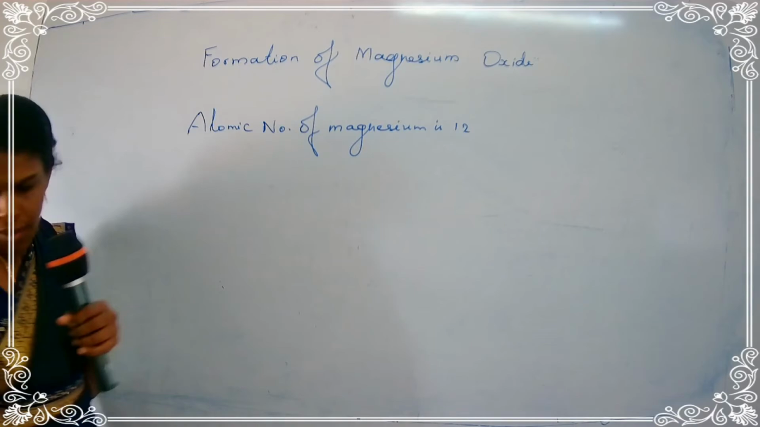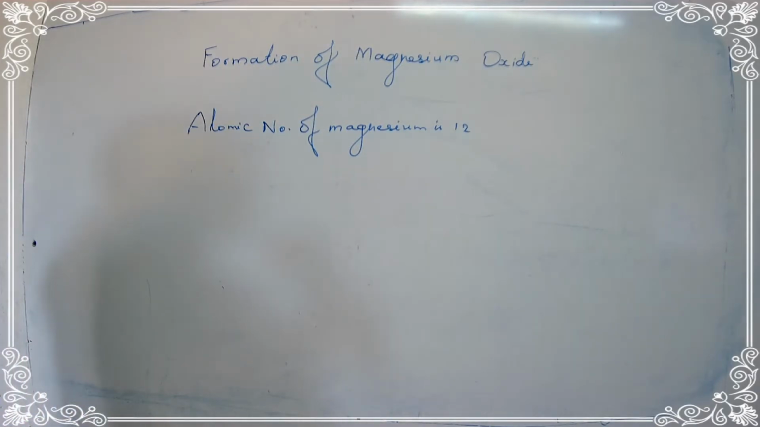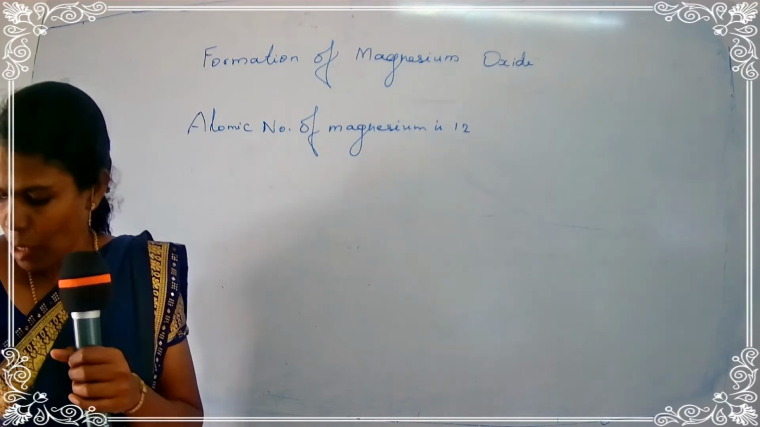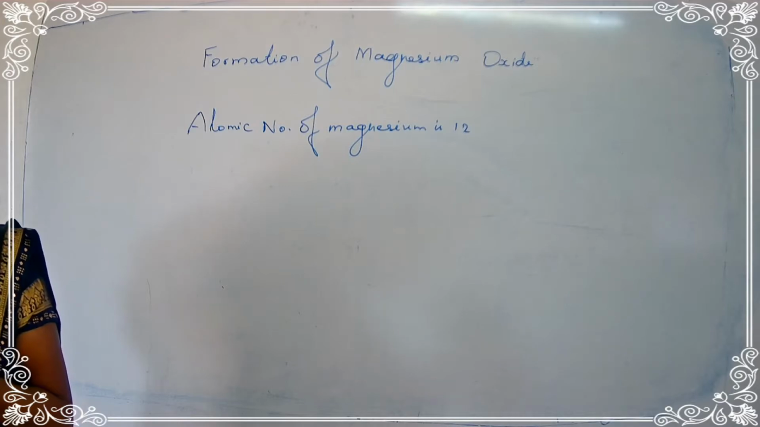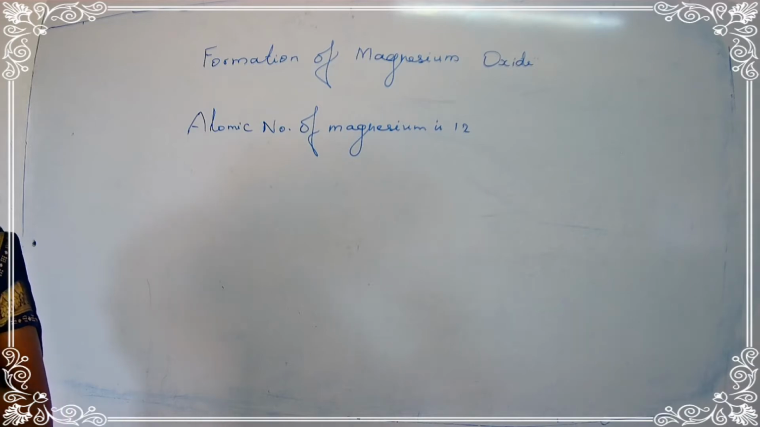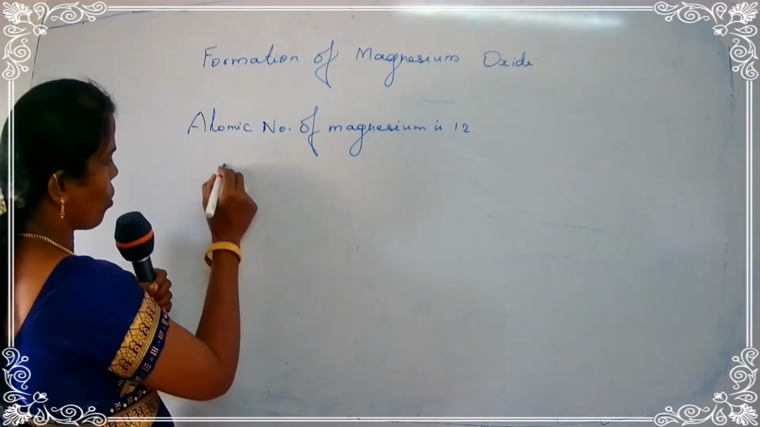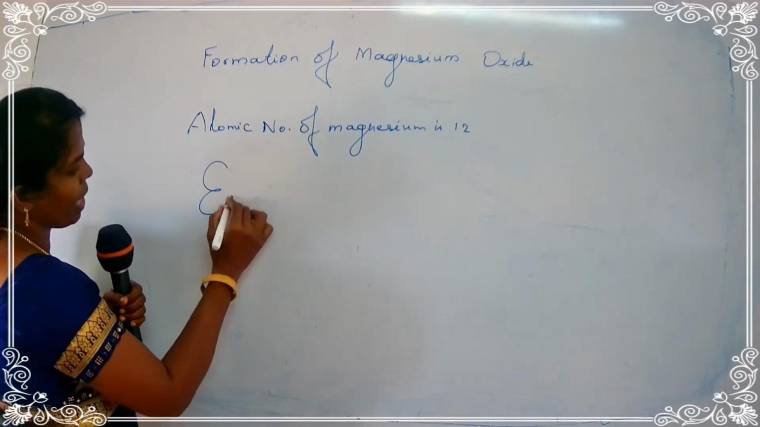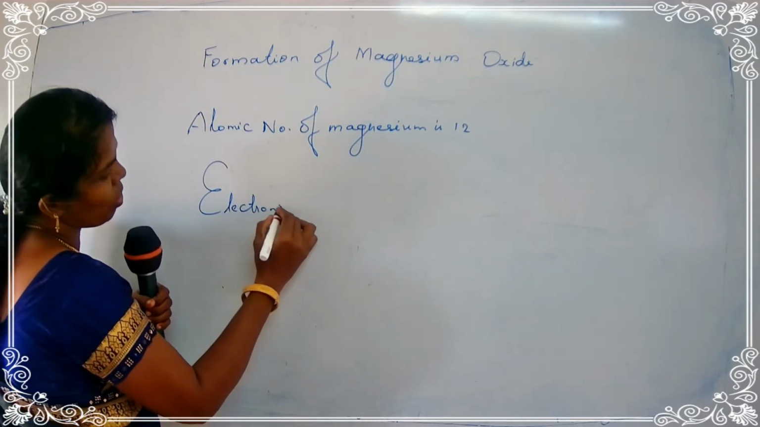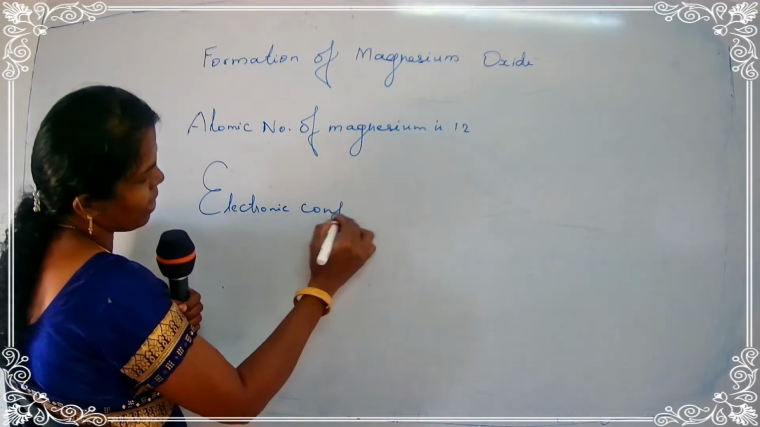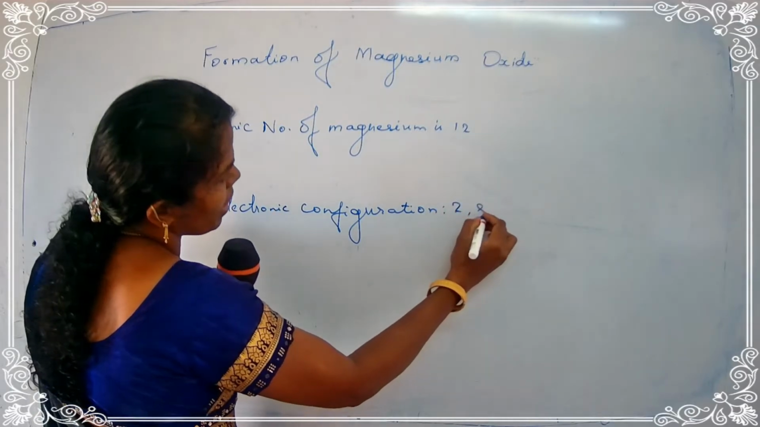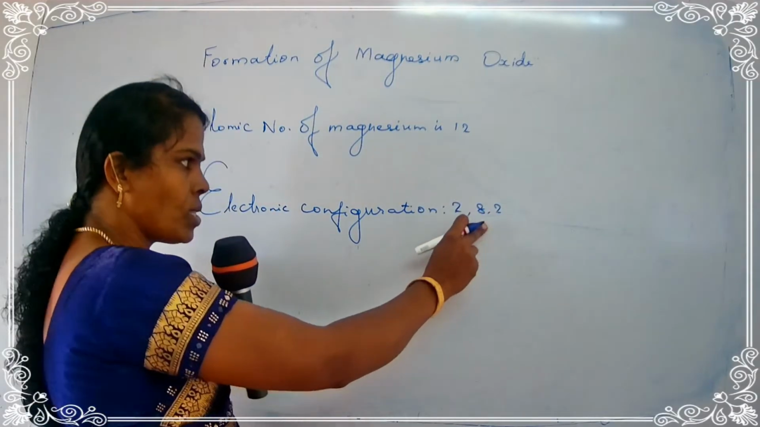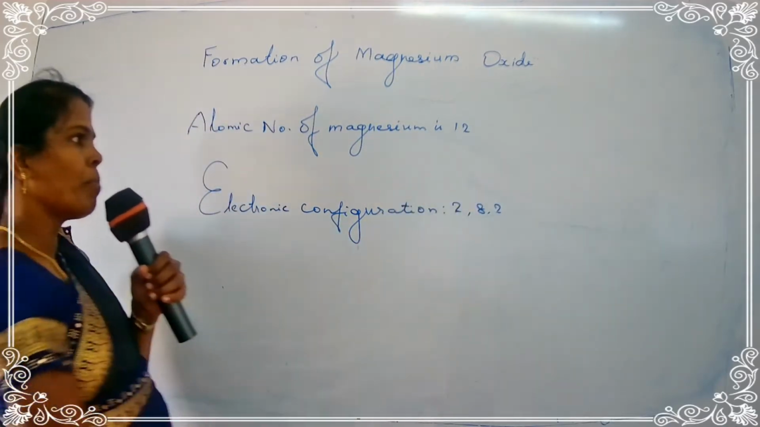Now, listen. Then we have to see the electronic configuration. You see that same column, page number 38. What is the electronic configuration of magnesium? 2, 8, 2. Listen, 2 plus 8, 10. 10 plus 2, 12. So the atomic number of magnesium is 12.